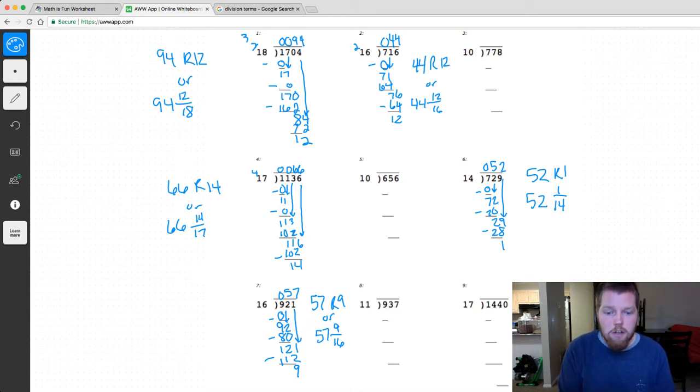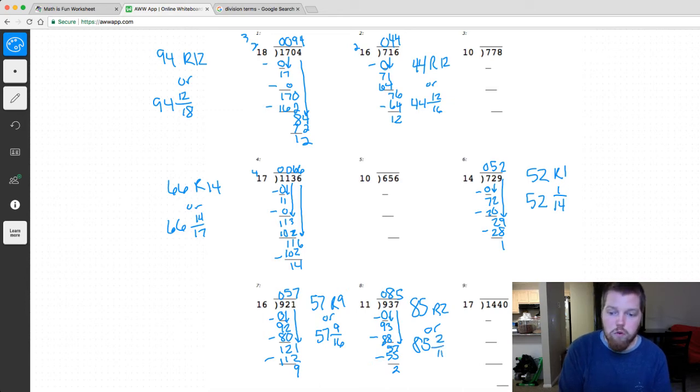11 can't go into 9. 0 times 11 is 0. Subtract 9. Carry down the next place value. 11 times 8 is 88. Subtract, we'll get 57. And 5 times 11 is 55. So I'll have remainder 2. So the answer is 85, remainder 2, or 85 and 2/11.